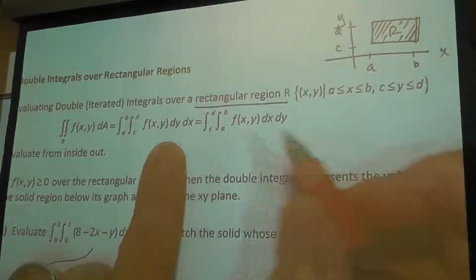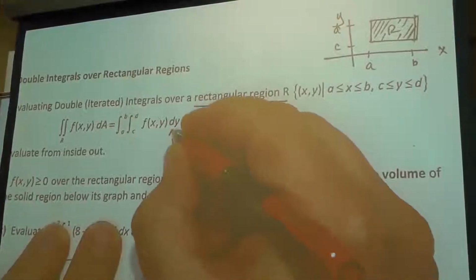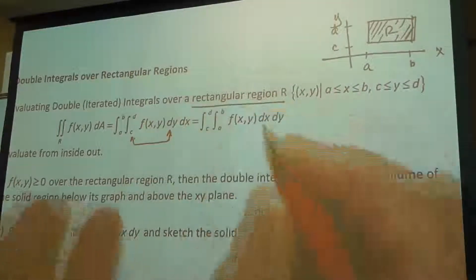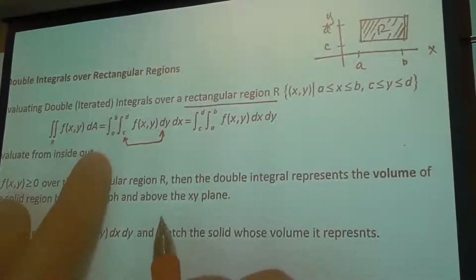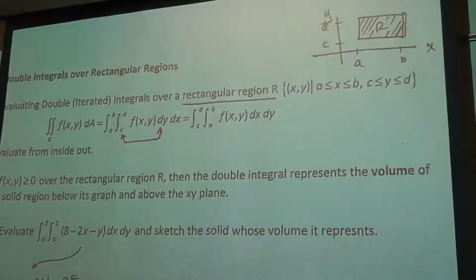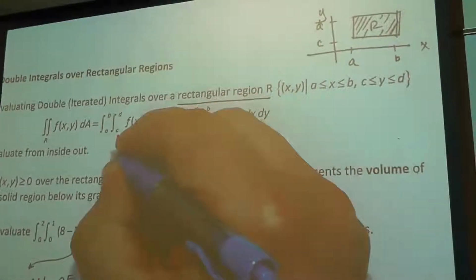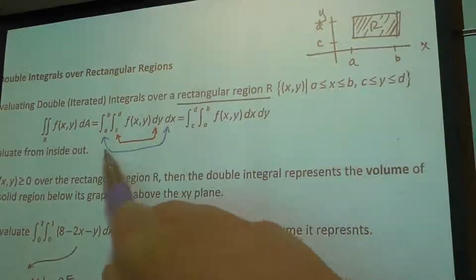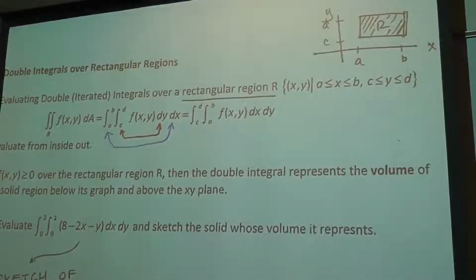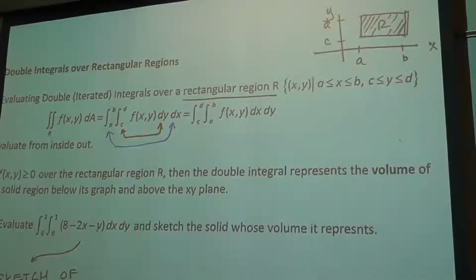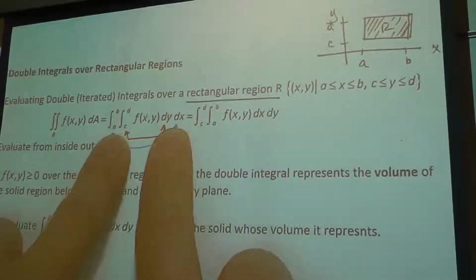But notice, y's values have to go from C to D. So whatever differential is here has to have the corresponding y values on that inner part of the iteration, the inner part of the integral. And then the x differential is listed last. That fixes the x values from A to B to be on the outer integral. So in other words, if your differentials are dx dy or dy dx, you have to match them like bookends. The x values go with the dx and the y values go with the dy.